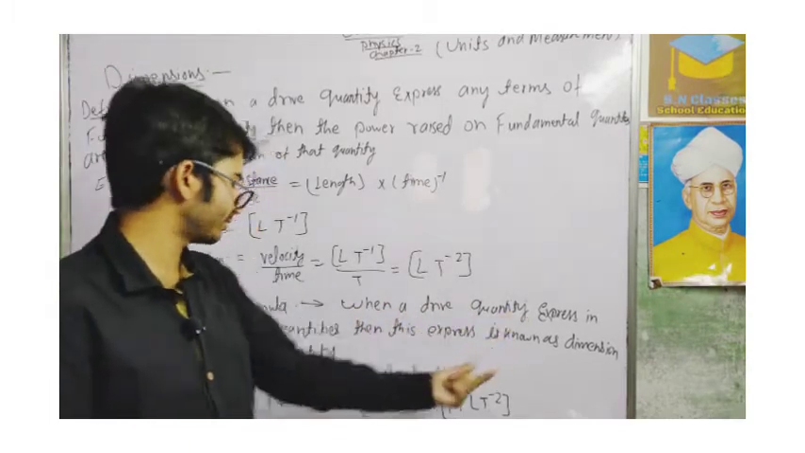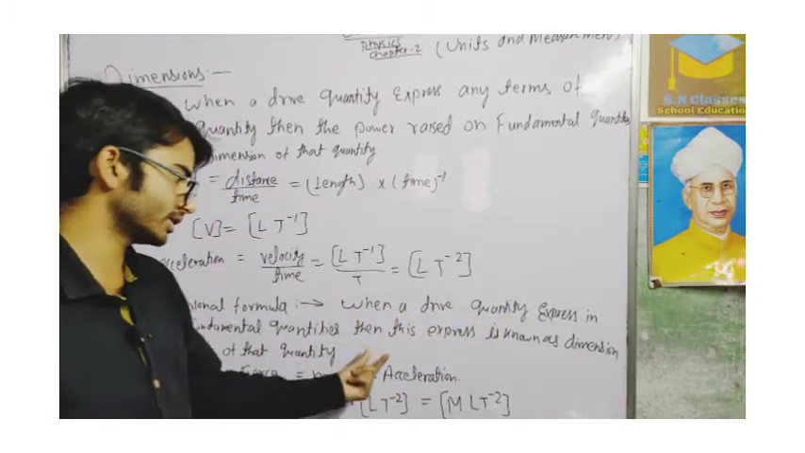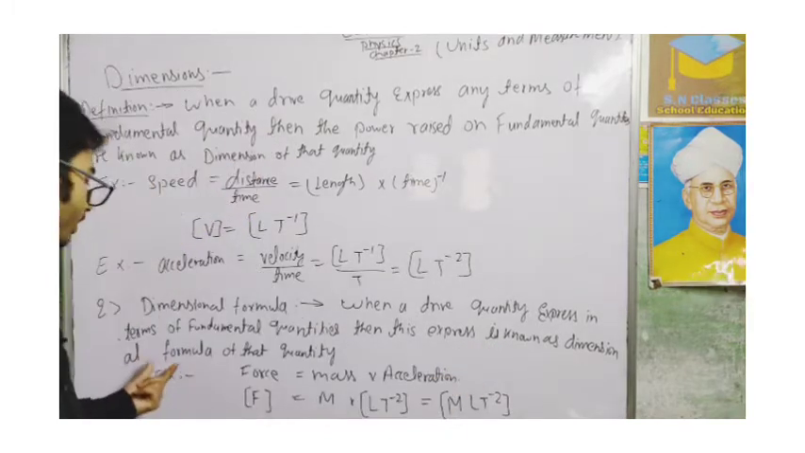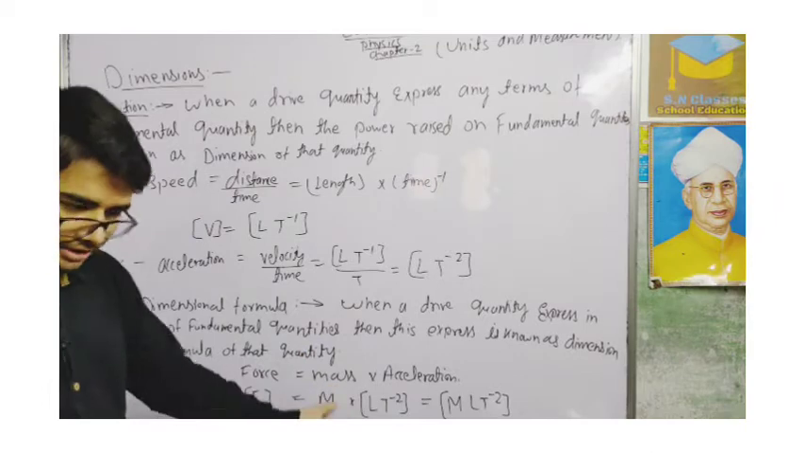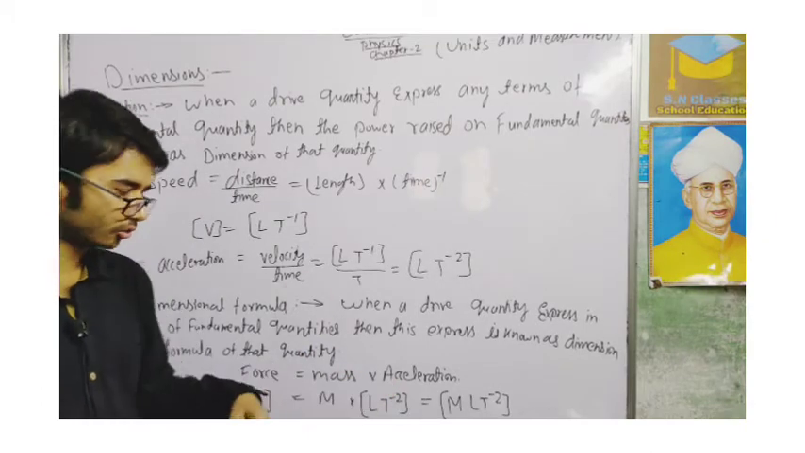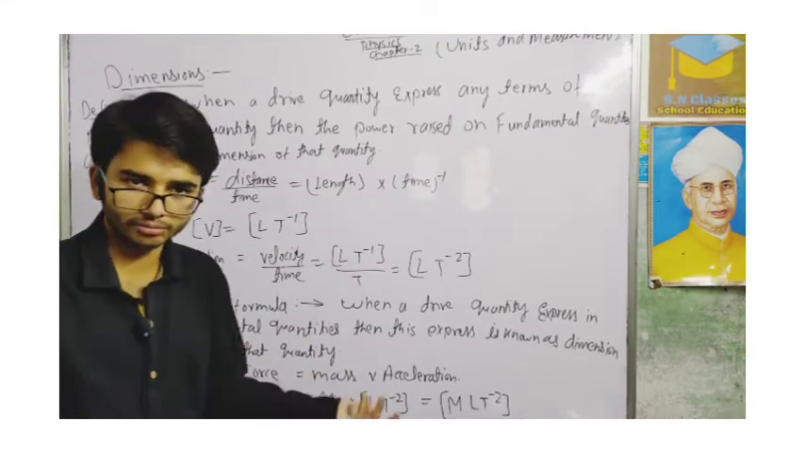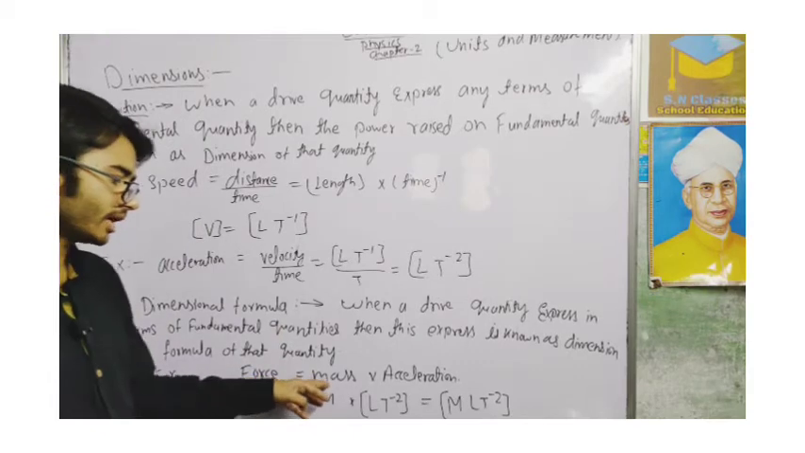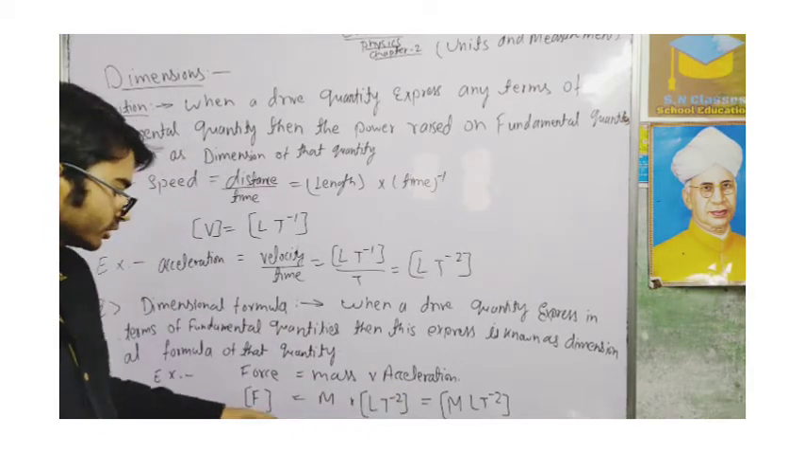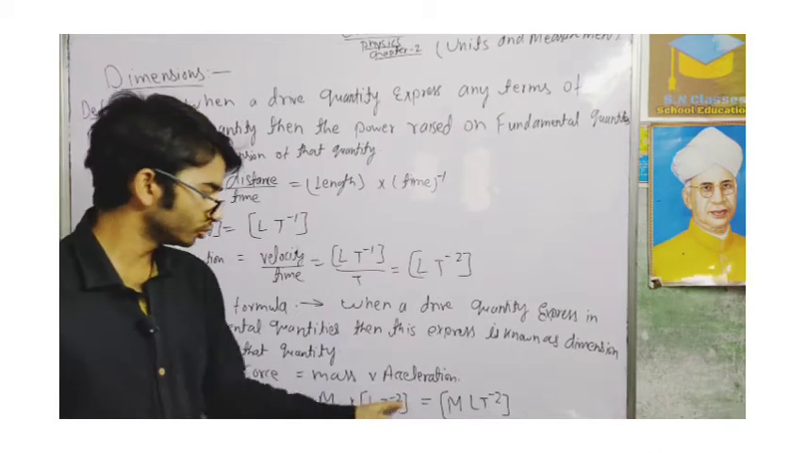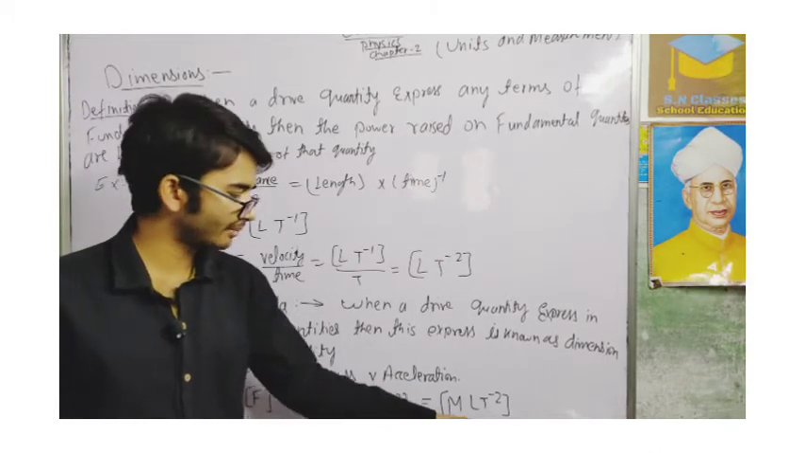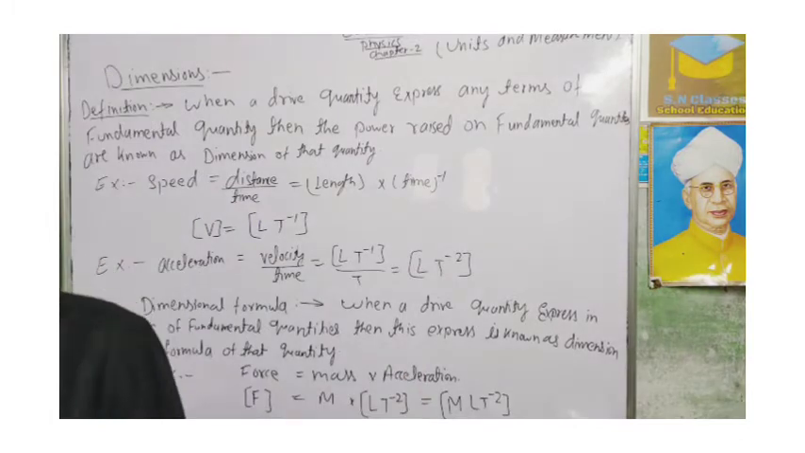The next is the dimensional formula. When a derived quantity is expressed in terms of fundamental quantities, the process is known as the dimensional formula. An example based on that: force equals mass into acceleration. So force equals m into acceleration, which is L t^-2. Combining these two, the formula comes to be M L t^-2, because we have already found it.